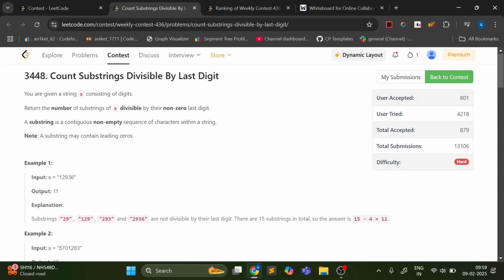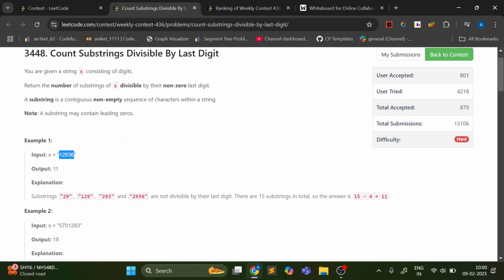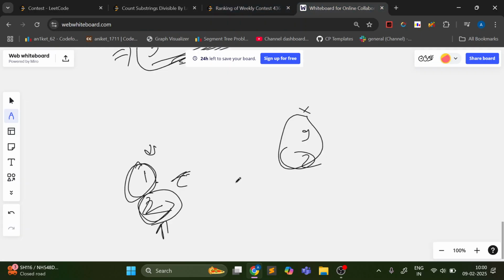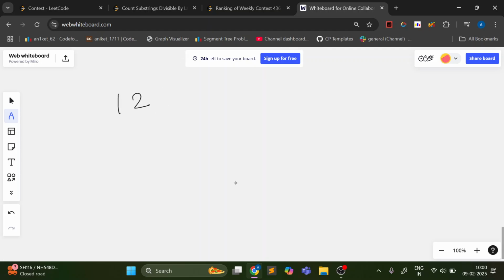Now this is a very ambiguous statement. I will explain why. A substring is a continuous non-empty sequence of characters within a string. So what we need to do is find the number of substrings such that they are divisible by their last digit. Now we will see one example: 12936. Now let's write all the substrings.